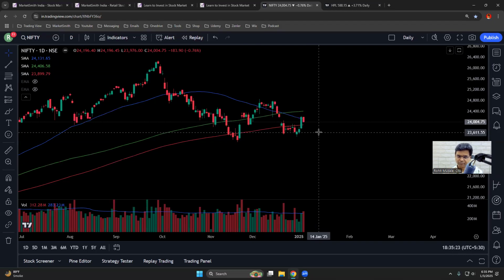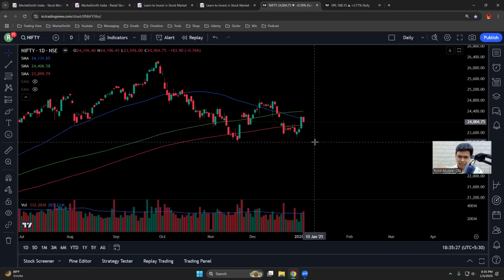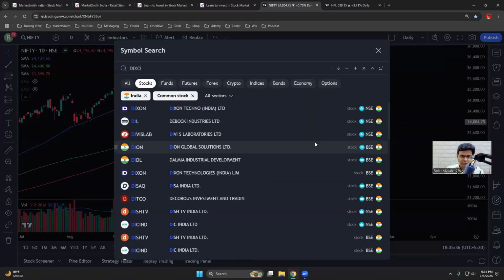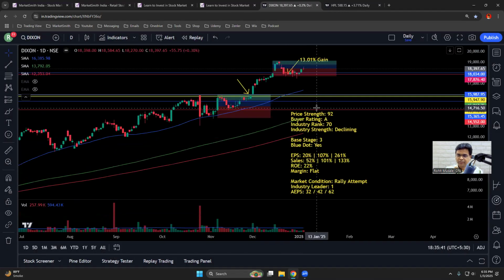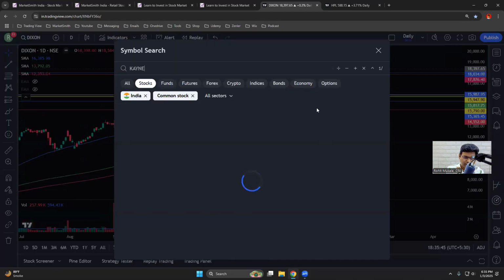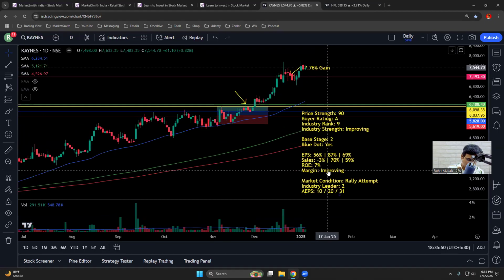So I personally feel that this rally is not yet sustainable, because I saw that leading stocks of the recent past have not joined this rally. So for example, if you look at Dixon, which has sold off recently, there is not much movement in Dixon, even though the market went up 1.88%. Then you look at Keynes, not much movement in Keynes. Then you look at Zomato.